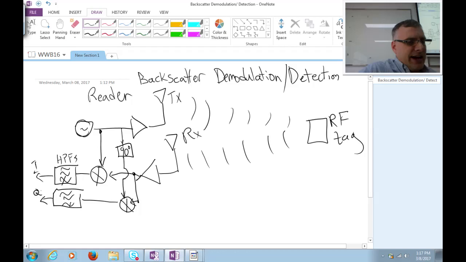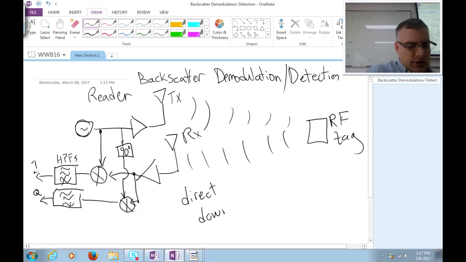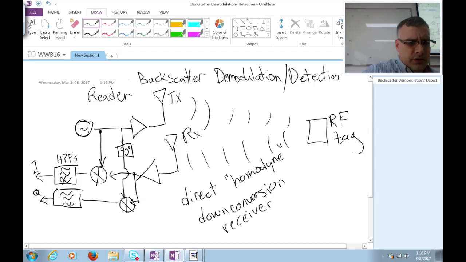Now, this diagram that I've shown here to the left is a special kind of receiver that we call a direct down conversion receiver. In older textbooks, you'll often hear this called a homodyne receiver, seeing a single frequency receiver, because this oscillator is really the only oscillator that's being used for the whole operation. It's sending out a signal, and then that exact same oscillator is being used to mix down the signal to I and Q.